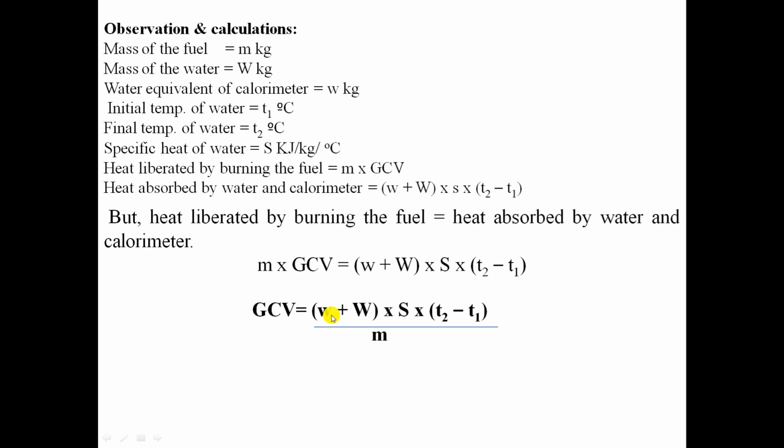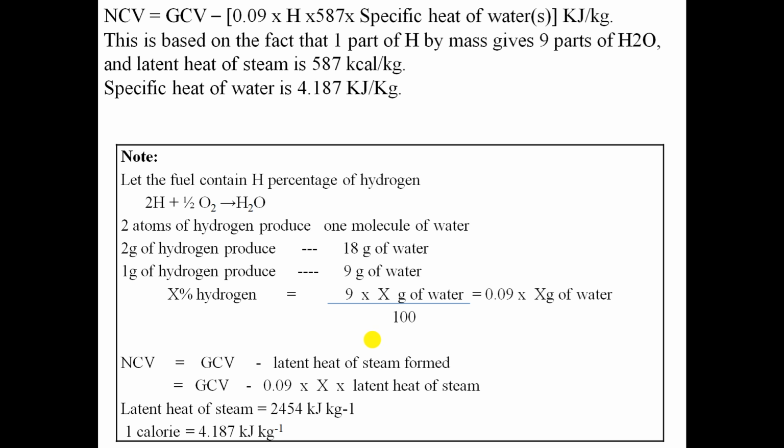Here small w is the water equivalent weight of the calorimeter. Capital W is weight of water taken. S is the specific heat of water. T2 minus T1 is the temperature difference between initial temperature of water and final temperature of water. And m is the mass of the fuel taken in the bomb calorimeter experiment. Now NCV is equal to GCV minus 0.09 into H into 587 into the specific heat of water, kilojoule per kg.